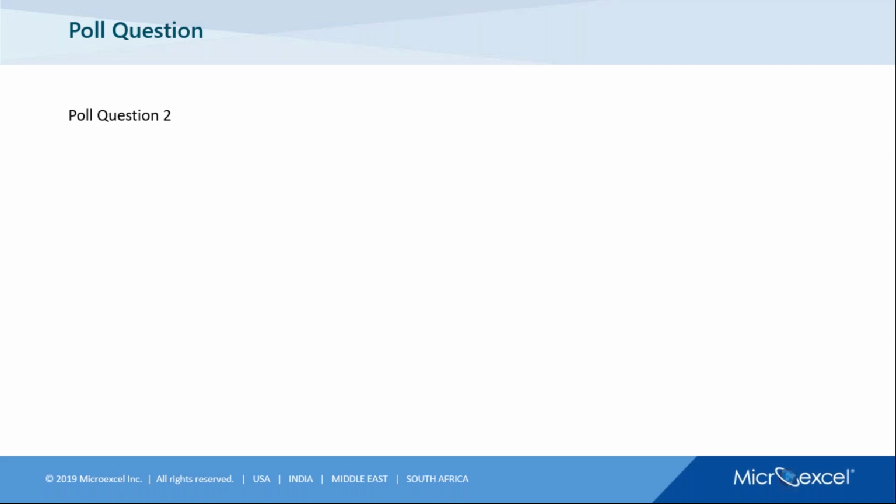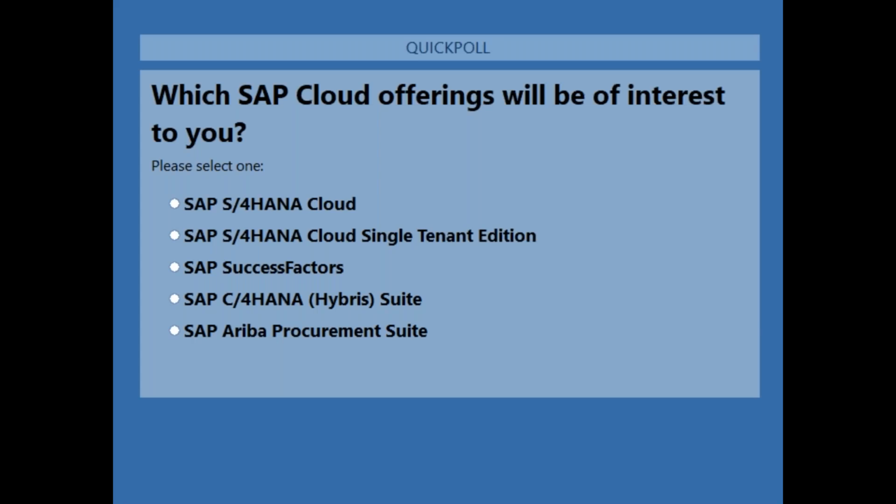Sure. So I'm going ahead with the second poll, and all attendees should be able to see the poll question now. Which SAP cloud offerings will be of interest to you? 5 options again for people to select from. Okay, I think we have got about 50% of the voting now. Yeah, and now I can see 100% of the responses.